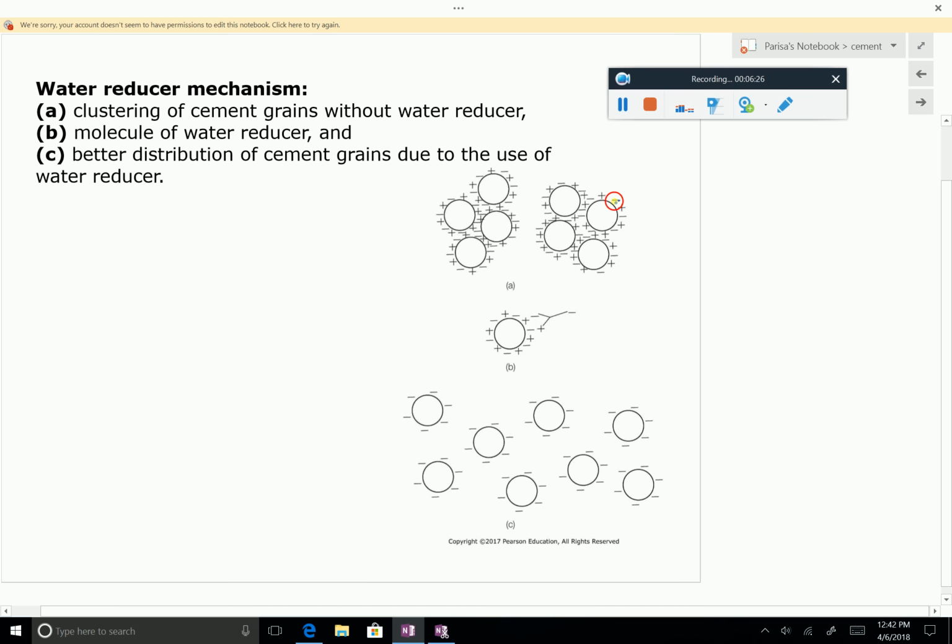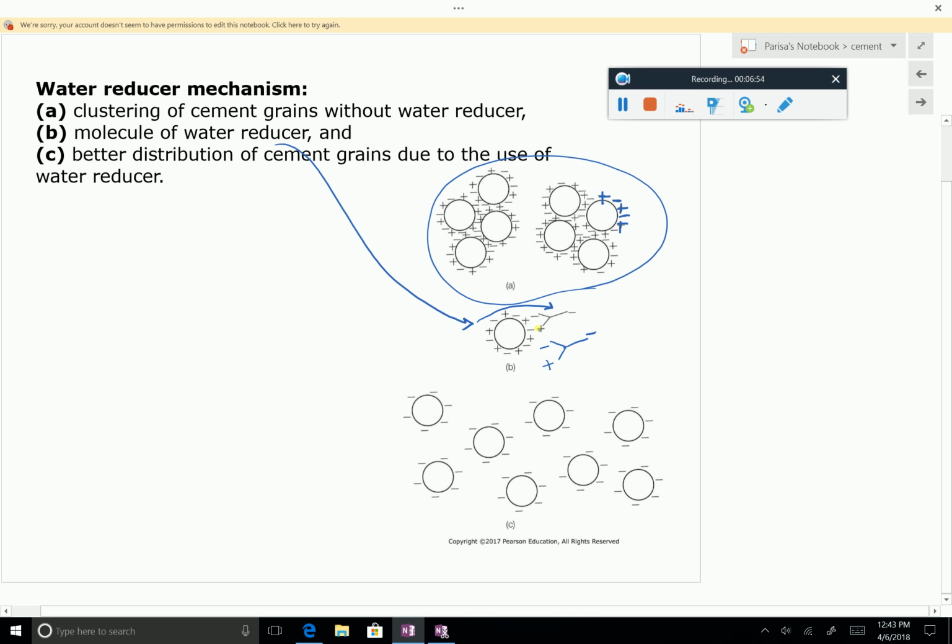cement particles, they develop electrostatic charge on their surface during grinding, for example. So they tend to flocculate, cluster together, as you see here at A. So a molecule of water reducer looks like this. On one side it has a negative charge, and the other side it's positive.